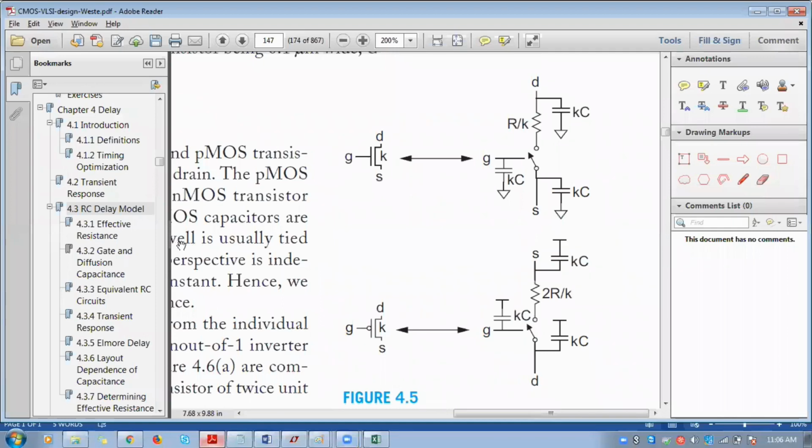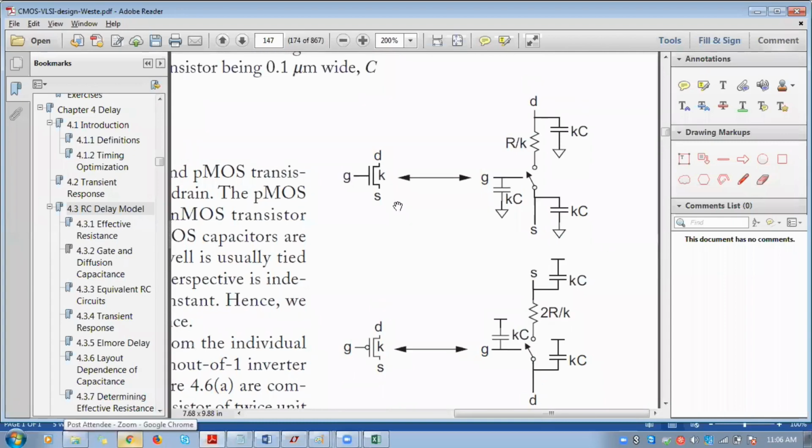In the delay estimation topic, we have the RC delay model, the Lmos delay model, as well as the linear delay model. These are the three types of delay modeling we have to see. The first topic is RC delay modeling.